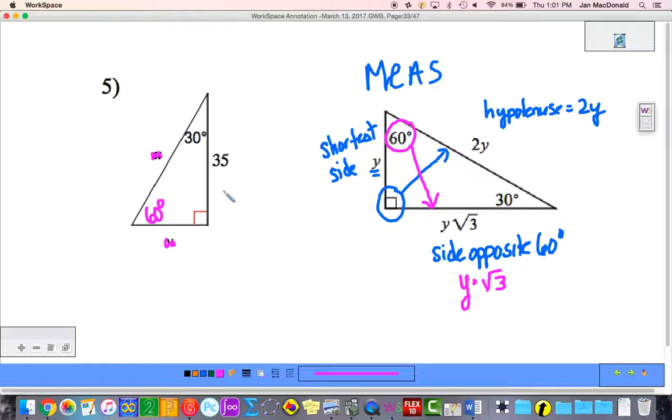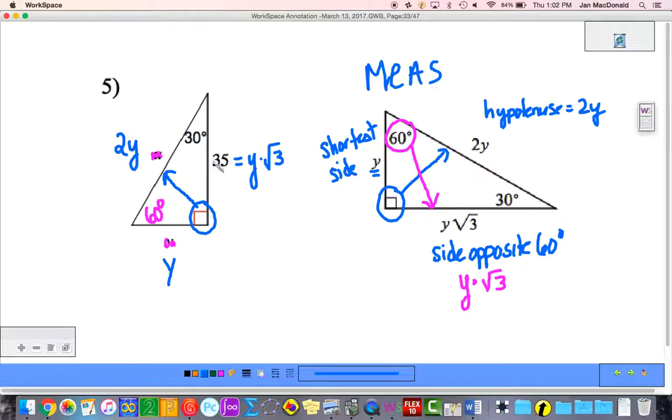So I'm going to label my triangle in question number 5 just like the MCAS triangle. The easiest way to start is always identify the shortest side. When you look at the 3 sides, the shortest side is always called y. The next thing to do is to identify the hypotenuse. The hypotenuse is always opposite the right angle, and we call the hypotenuse 2y. And then that other side, the side opposite 60, we call y times radical 3.